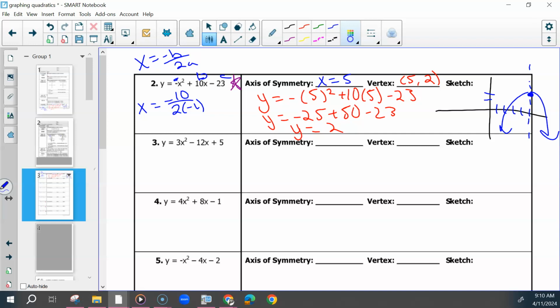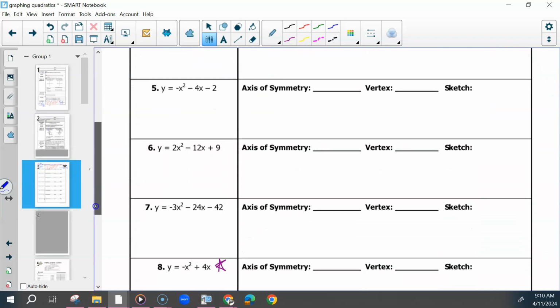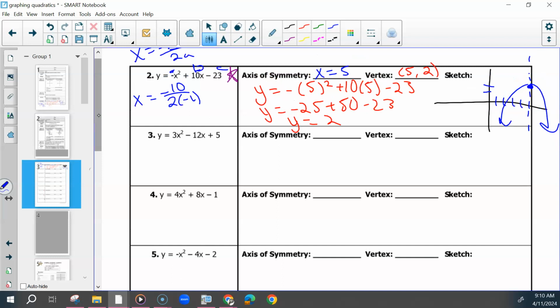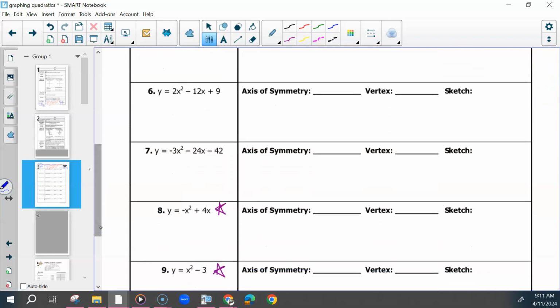We're going to do one of these next. I'll let you guys choose 3, 4, 5, 6, or 7. Which of those do we want to see done or go over? Because the a value is negative. In the previous one, the a value was positive. So between 3, 4, 5, 6, and 7, which of those do we want to go over? 7. Okay. So let's do 7. Let's find that axis of symmetry.